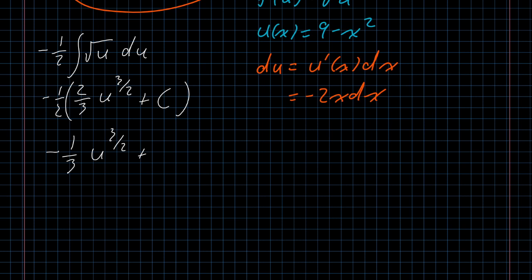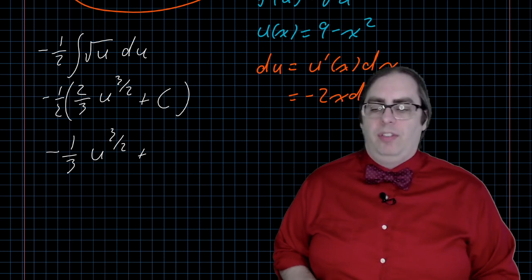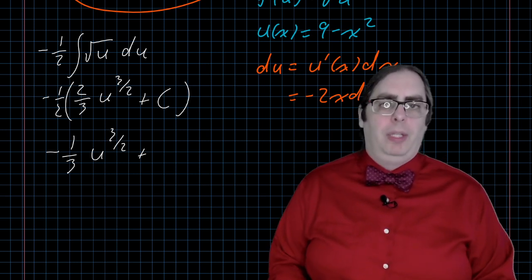And then here's one of the places that people tend to really get mixed up trying to deal with integration. C is an arbitrary constant. C can be any value you would like it to be.